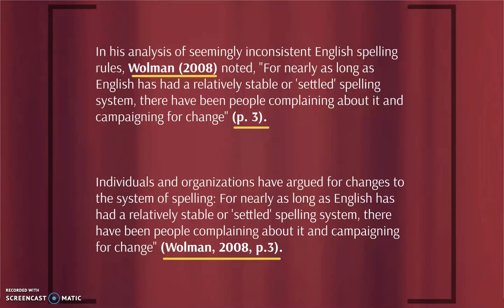In his analysis of seemingly inconsistent English spelling rules, Woolman (2008) noted, "For nearly as long as English has had a relatively stable, or settled, spelling system, there have been people complaining about it and campaigning for change" (p. 3). Individuals and organizations have argued for changes to the system of spelling. "For nearly as long as English has had a relatively stable, or settled, spelling system, there have been people complaining about it and campaigning for change" (Woolman, 2008, p. 3).